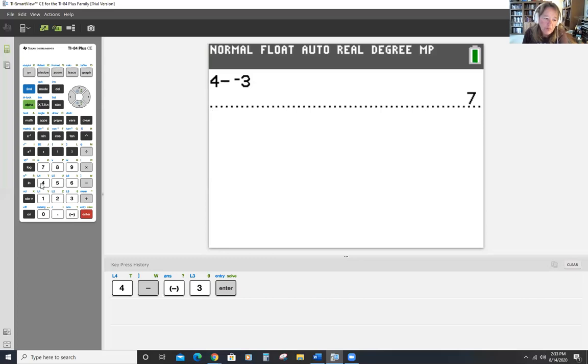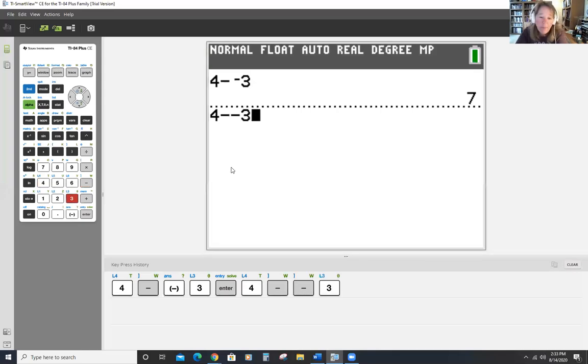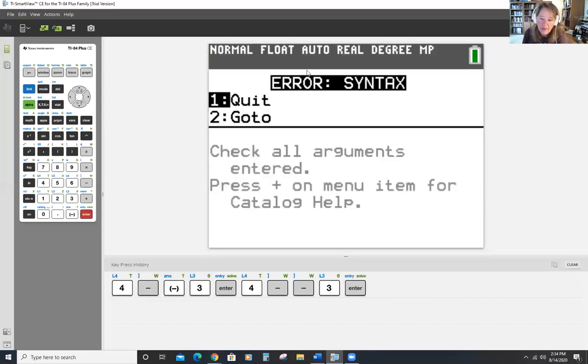But let's suppose you weren't remembering that it was a different negative sign. Let's suppose you put in 4 minus, and instead of putting the negative, you did another minus. If you were writing this on your paper, you'd say, hey, 4 minus -3, that's 7. But the calculator is saying 4 minus, and then it makes no sense because you can't have 2 minuses in a row. So see what happens when you hit enter. You get a syntax error. The reason is that you're saying you're going to subtract something and you're not giving it something to subtract.